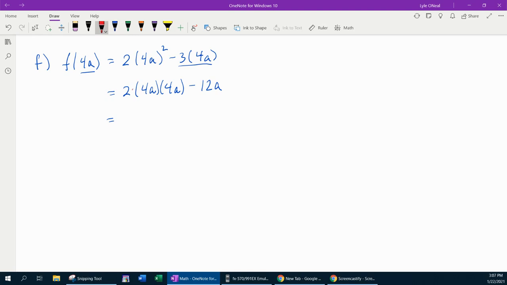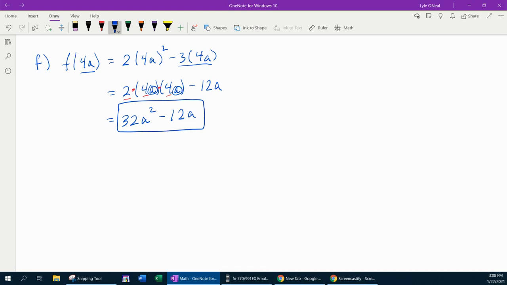And now notice here I've got multiplication all the way across. Multiplication is commutative. That means order doesn't matter. And so I can multiply all of the numbers first. 4 times 4 times 2. That makes 32. And then notice I've got an a times a, which is going to give me a squared. Minus 12a comes down.